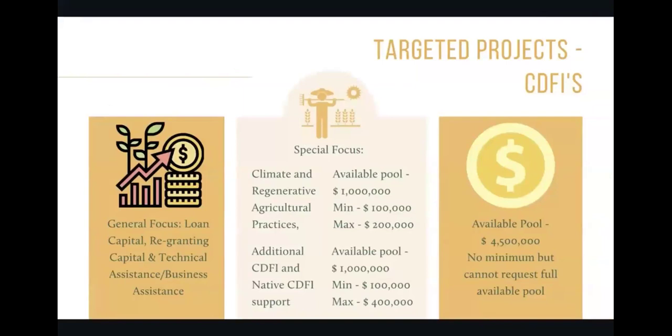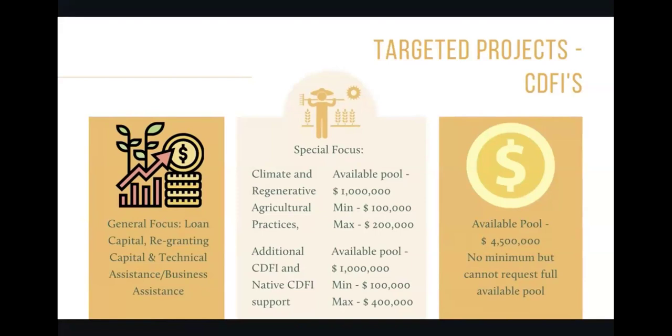So if you are going to be applying for funding as a CDFI, the available pool is $4.5 million this year. There's no minimum, but you cannot request the full available pool. So you will not be able to submit a budget that is $4.5 million in requested amount of funding. The special focus area for our CDFIs is the climate and regenerative agriculture practices that I mentioned, that goes along with the 501c3s, tribes, and educational institutions. The available pool is $1 million. The minimum amount we ask that you put into your request is $100,000. The maximum amount you can request here is $200,000.